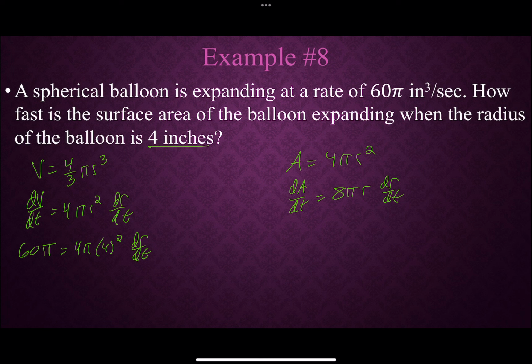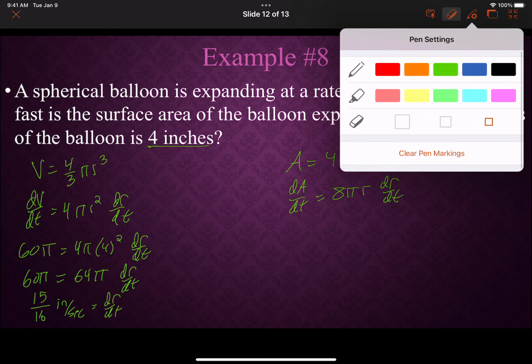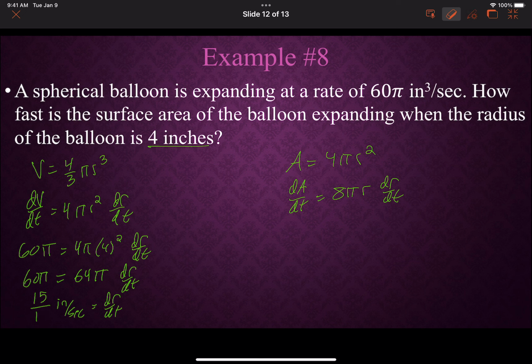4 pi times 4 squared is 64 pi. Divide that over. It doesn't go nicely, but 60 over 64 would reduce, and we would get a value of 15 over 16, and technically it'd be inches per second. Well, I didn't really write the 16 too well, so let's fix that. There we go. So now we can fill in to get dA/dt, because we know the radius in this exact moment is 4. So dr/dt, based on that scenario, is 15 over 16.